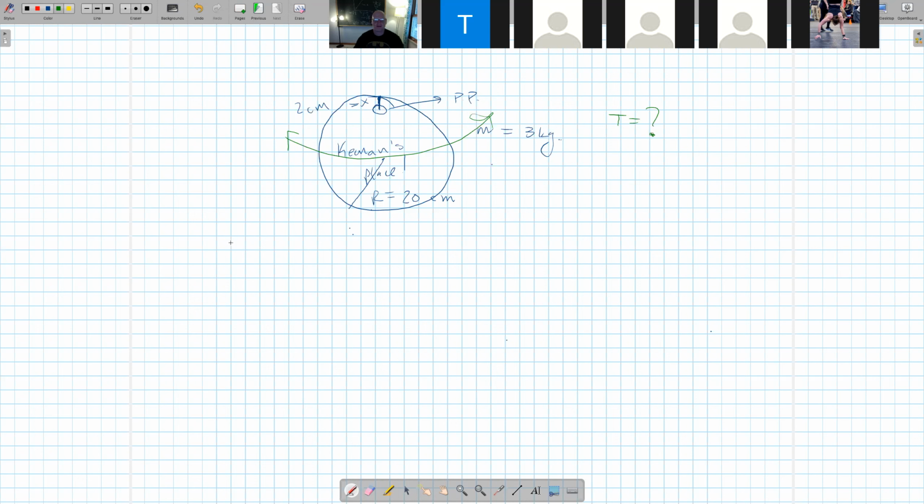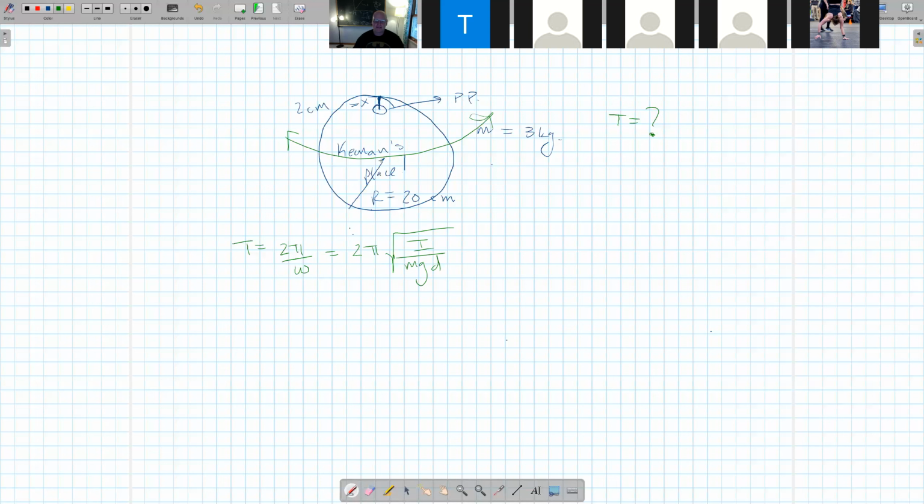So good. Again, we know the period is equal to 2 pi divided by the angular frequency. Since this is a physical pendulum, because it's a disk, this is going to be 2 pi times the square root of the moment of inertia divided by the mass times g times d. So let's talk about all these different things.